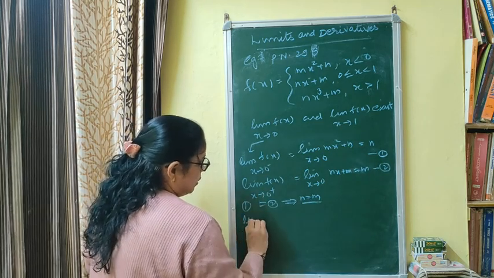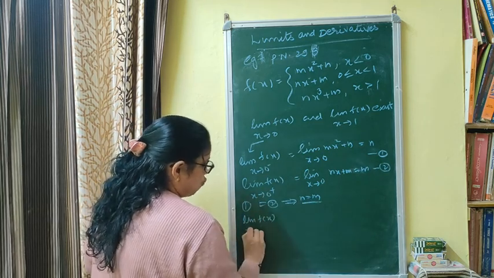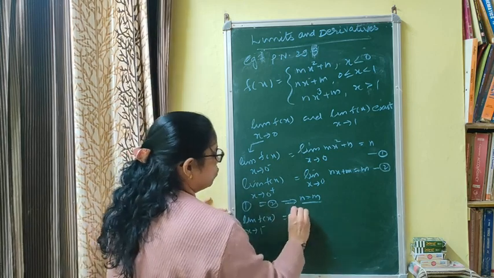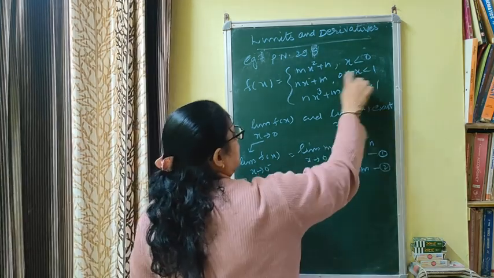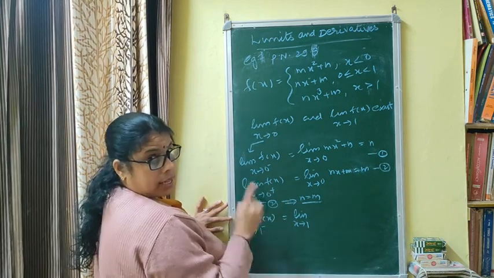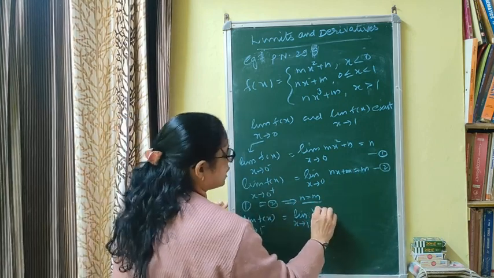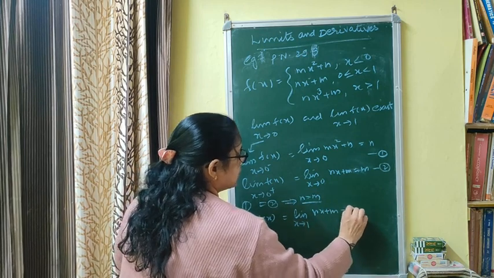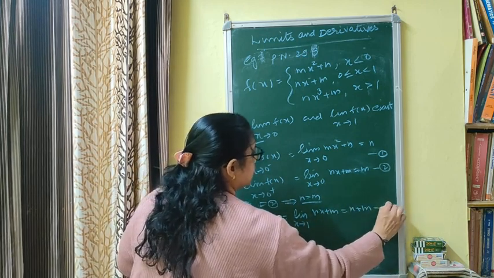Now, you have to take the limits at the point 1. Then limit f(x) as x tends to 1⁻; 1⁻ means x less than 1. This function is to be taken. Limit as x tends to 1. Don't write 1⁻ again, keep in mind. That is nx + m. That is n + m. That is equation number 3.